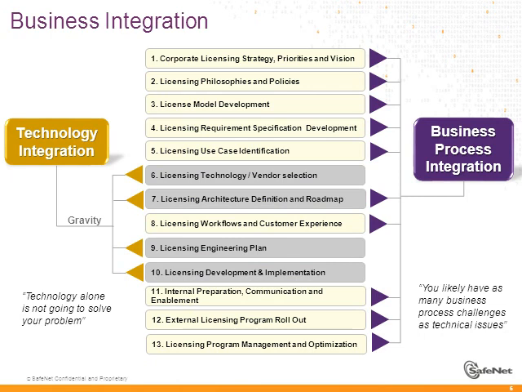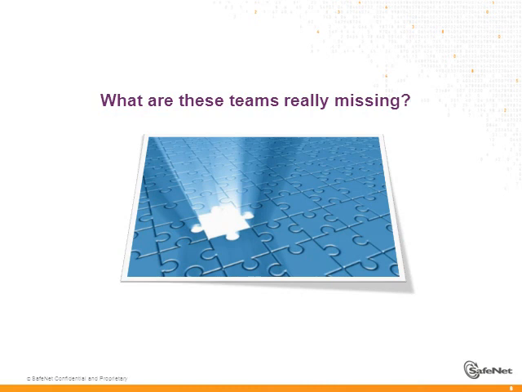I've presented this chart in the past, and I usually get a lot of heads nodding, but I started thinking about why that gravity exists. Why do these teams automatically go there, and why do they tend to ignore really good planning and vision development around licensing? Licensing just has this technical gravity of its own. So what are they missing? Why is that gravity there?